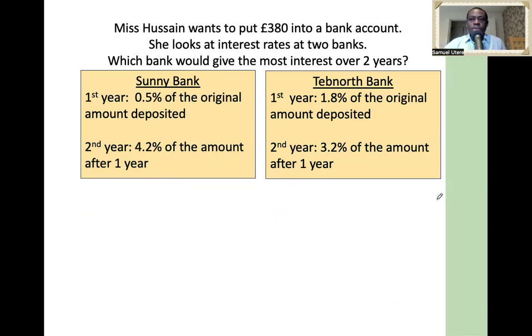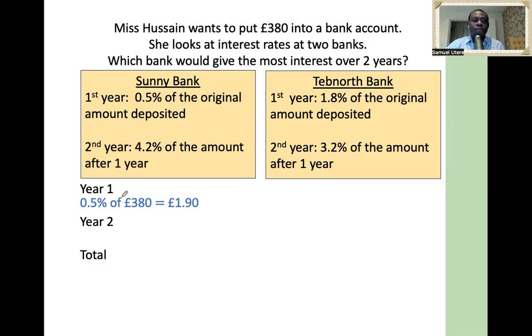All right, let's move on to a different segment of our lesson, a new learning. Miss Hussein wants to put £380 into a bank account. She looks at interest rates at 2 banks. Which bank would give the most interest over 2 years? When you have questions like this, the first thing you do is to work each of them out. For this one, we need to read the question at each stage. In the first year, she's going to get 0.5% of the original amount deposited. So you need to do 0.5% of 380, which is £1.90.